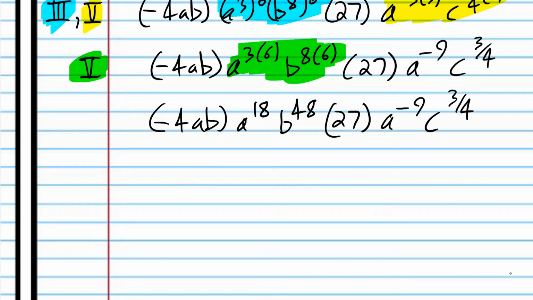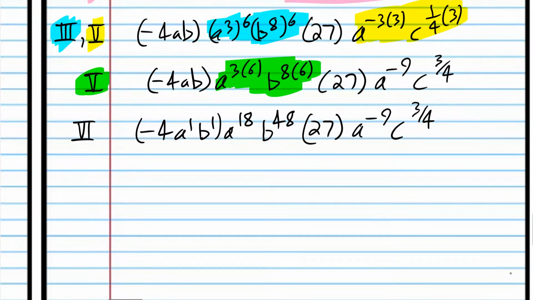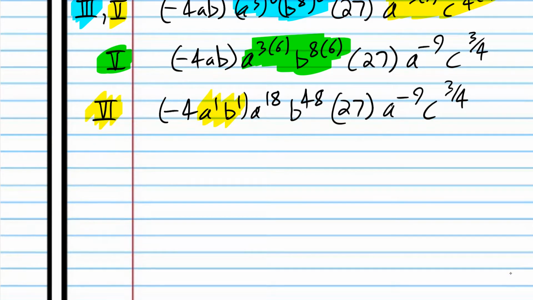And you know what, I'm just going to go ahead and write that on the step above so we can save some space here. So I'm going to change that to a to the first and b to the first and write rule number 6. So that was rule number 6 right there. So now we can use rule number 1.